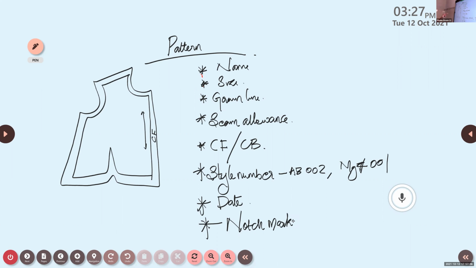So name, size, grain line, seam allowance, center front, center back, style number, date, notch mark, everything will be marked on a pattern.